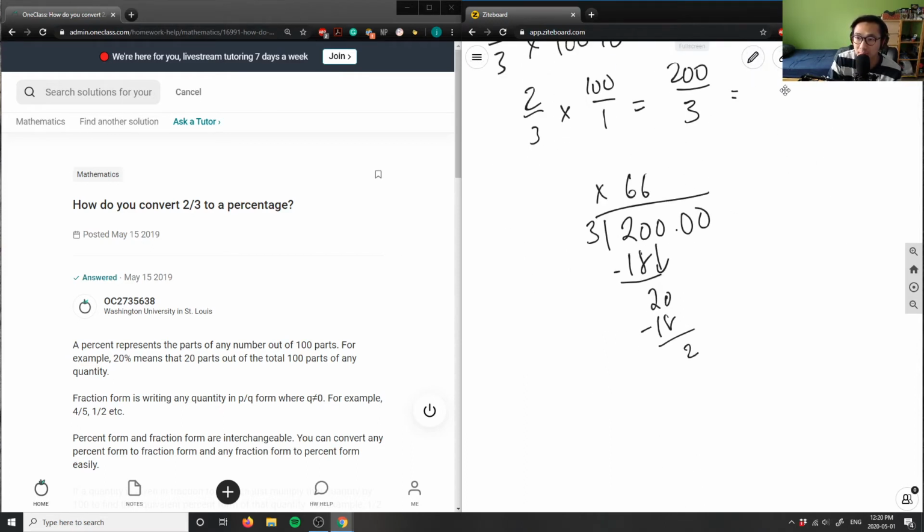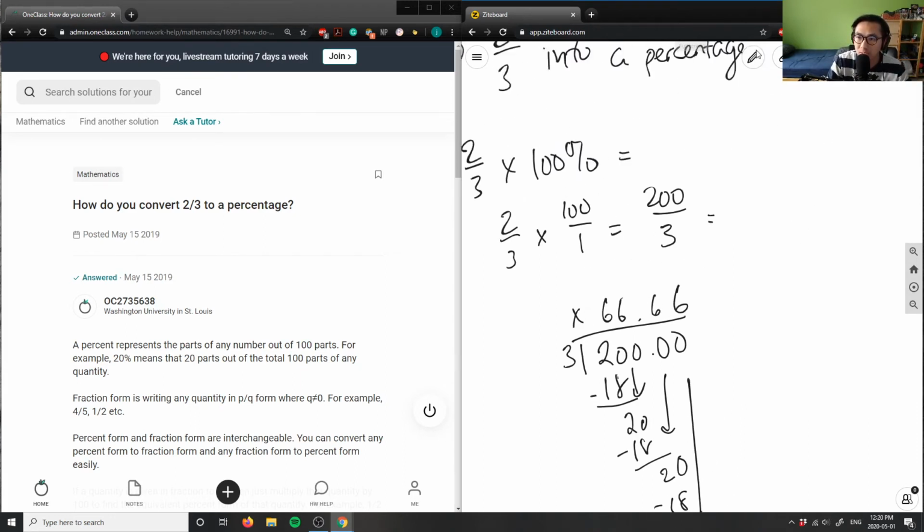And as you can see, it keeps repeating, right? Because I only have zeros here. So my 66 is going to go here. And as I bring down the 0, it's going to be a 6 again. And then this process is going to repeat again, right? So again, it's going to be 66.66, and basically it's going to repeat.